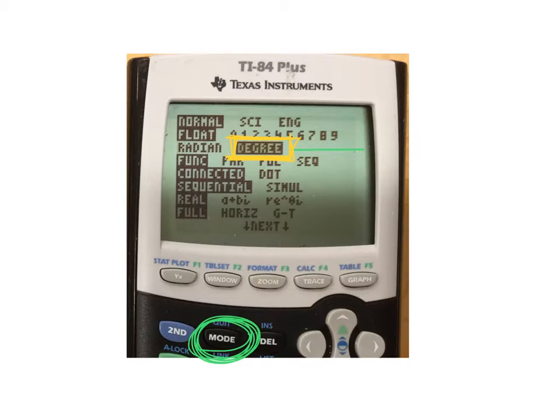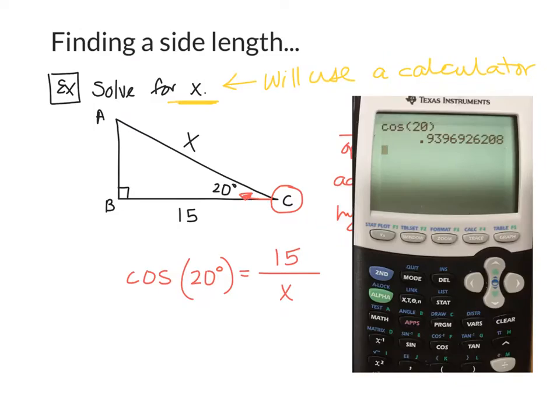You don't want it to be on radians, you want it to be on degree. So arrow over and hit enter so that the degree is highlighted in black. All right, so back to our question.